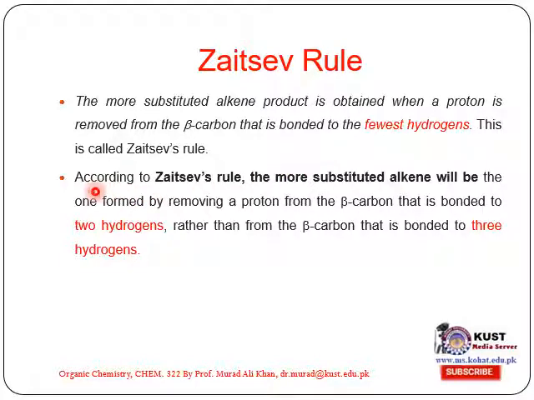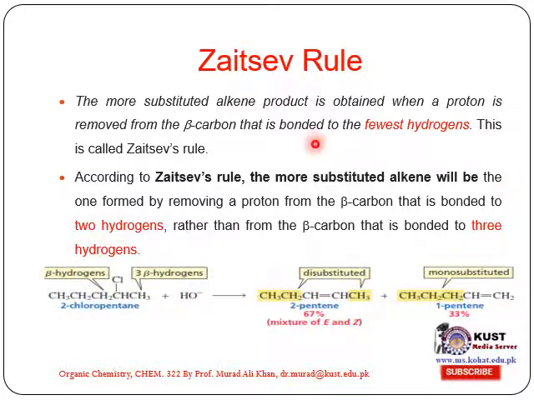Or we can simplify this rule. The more substituted alkene will be the one found by removing a proton from the beta carbon that is bonded to 2 hydrogens, rather than the beta carbon that is bonded to 3 hydrogens. Here we have 3 beta hydrogens, and here we have 2 beta hydrogens, in 2-chloropentane.